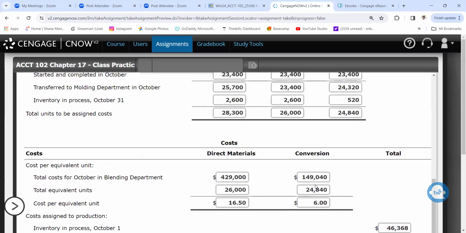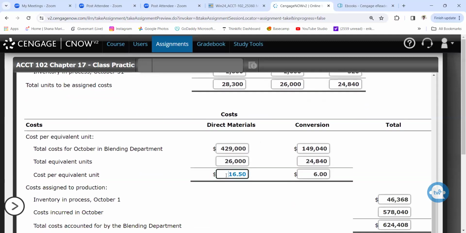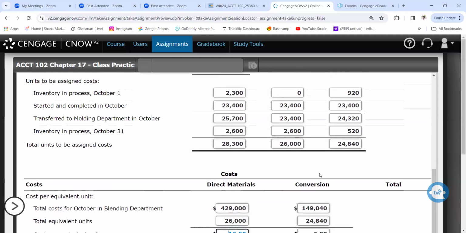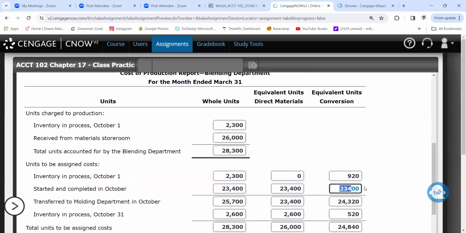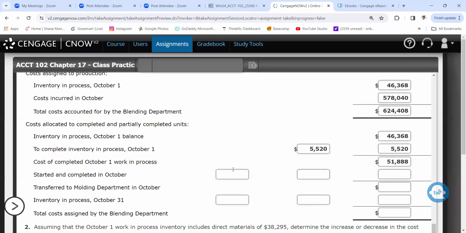Now started and completed. What is that number? So we go up here, started and completed was 23,400. We multiply times 16.50 for DM. For conversion, it was 23,400. We multiply times 6 and we get our amount. So I'm adding these up. For DM, it was 386,100. For conversion, it was 140,400.